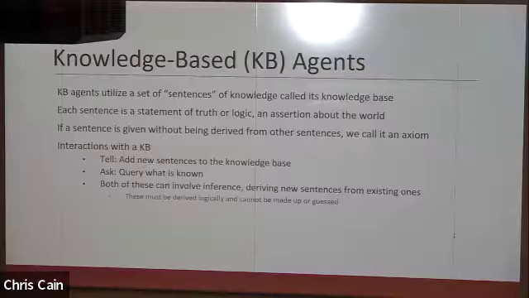So of course, everything has to be derived logically. You're not going to make up anything. You're not going to guess anything. You want to keep your knowledge base pure.